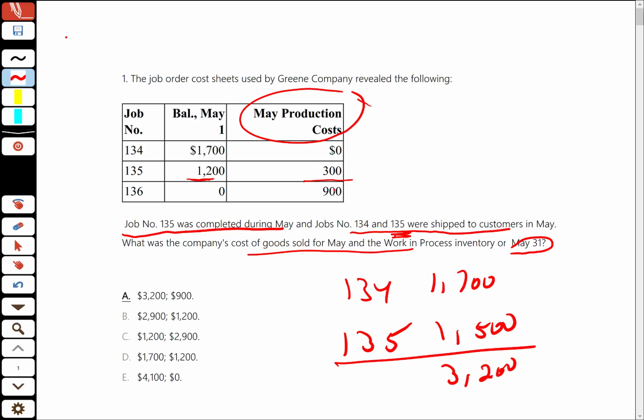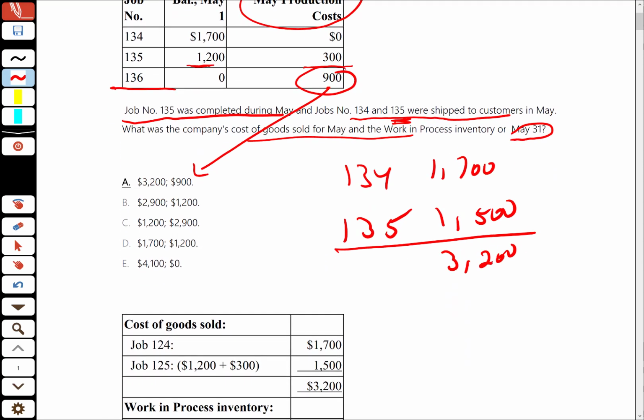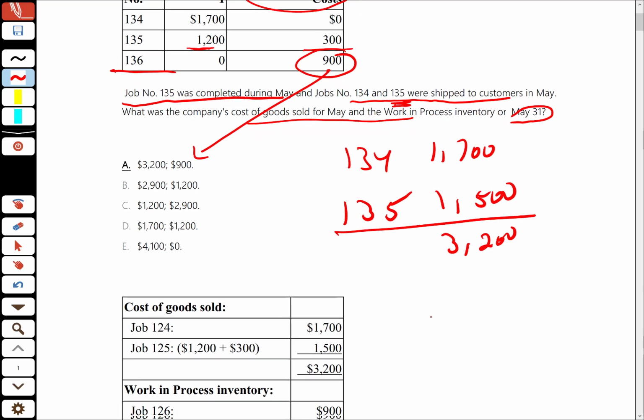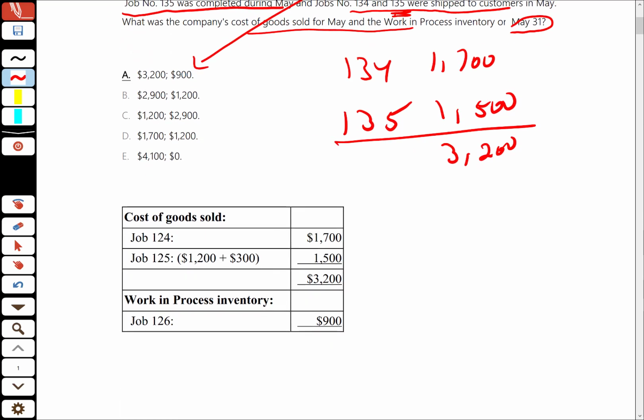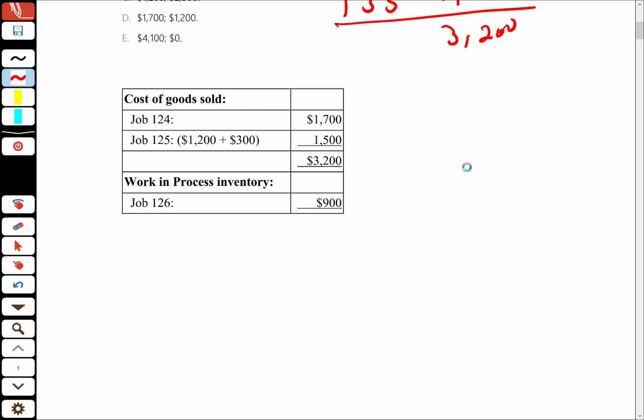And our inventory is what? This job 136 that hasn't been shipped yet, right? Because it hasn't been shipped, it's still in progress, right? Cost of goods sold, $3,200. Inventory is the $900, right? Question? Okay, good.